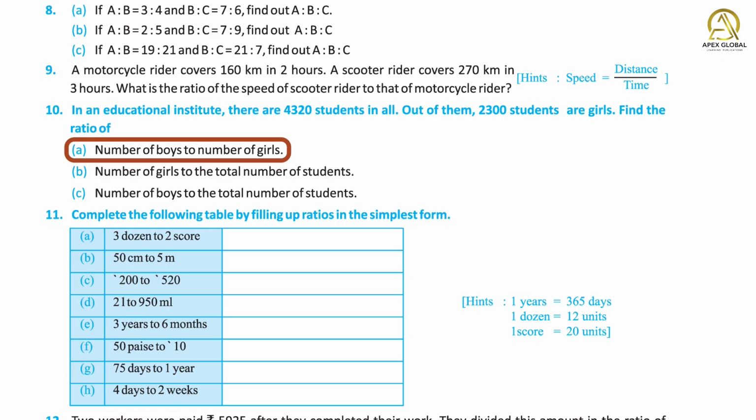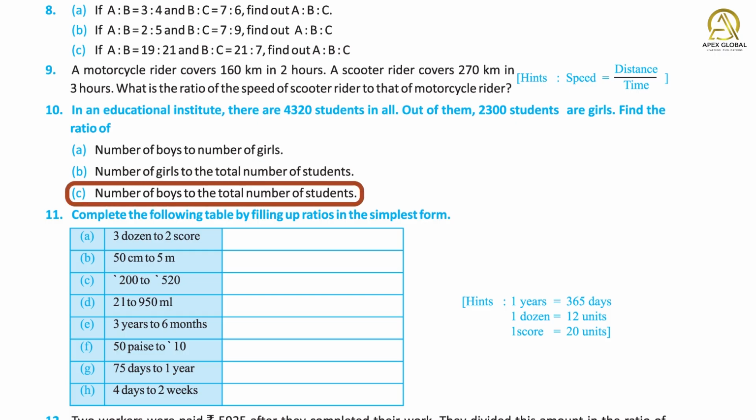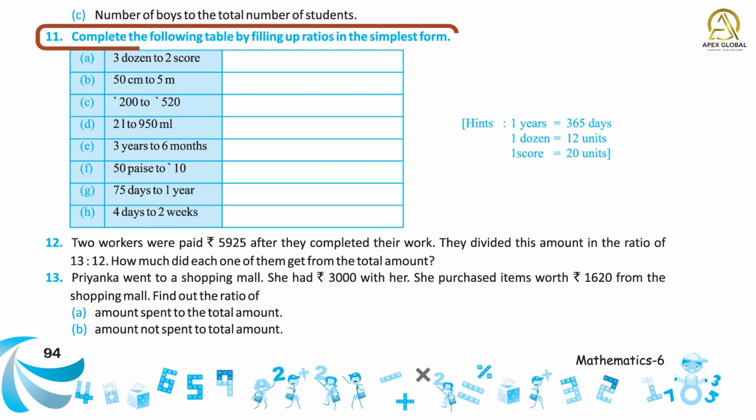Solution: 101 ratio 115. B. Number of girls to the total number of students. Solution: 115 ratio 216. C. Number of boys to the total number of students. Solution: 101 ratio 216.